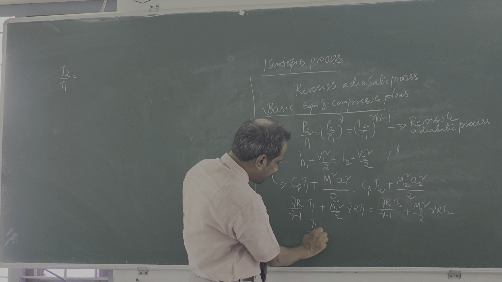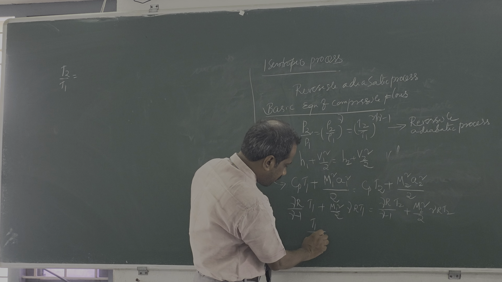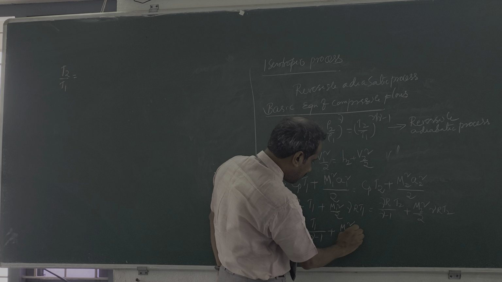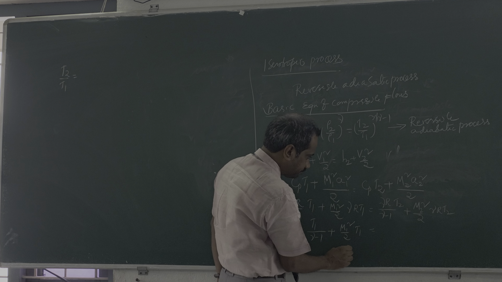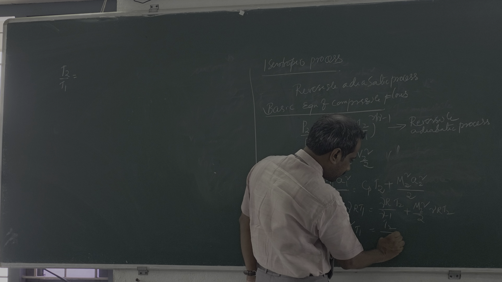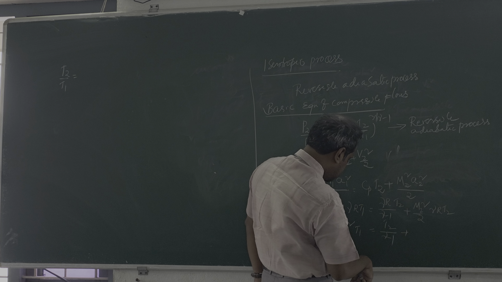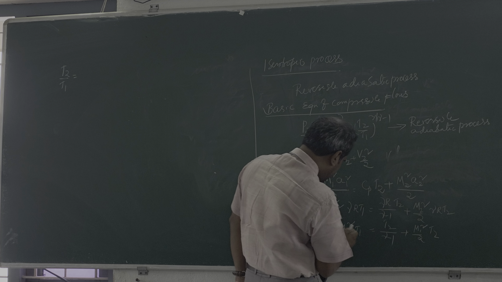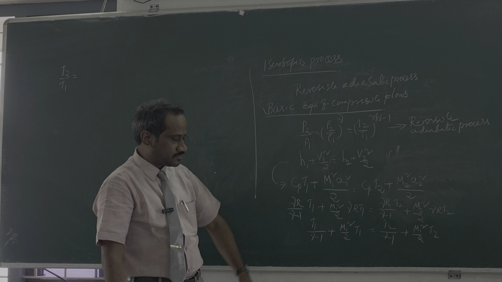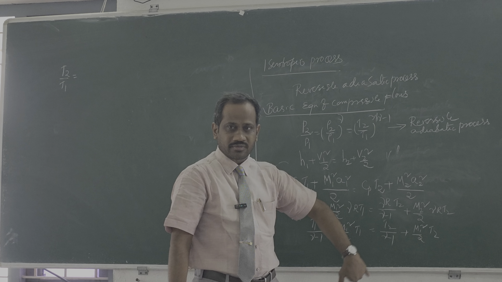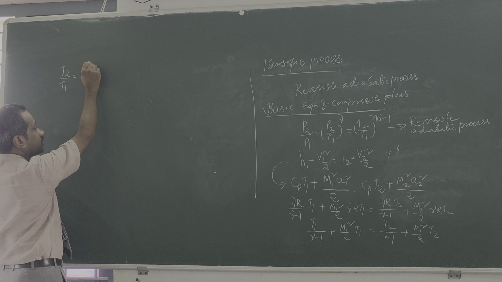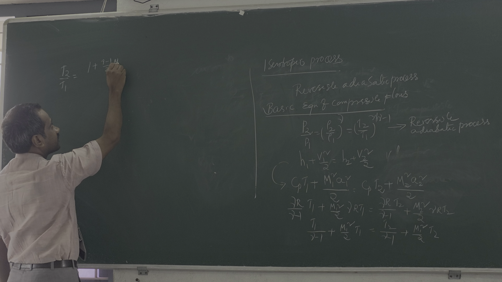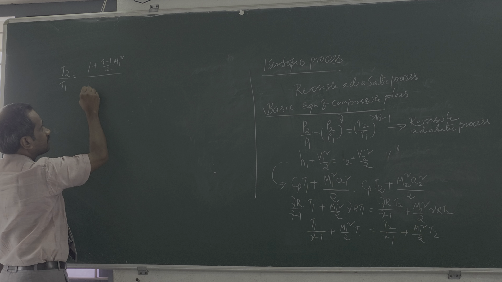This I can write to be T1 by gamma minus 1 plus M1 square by 2. Gamma R is getting cancelled. T2 by, plus M2 square by 2 into T2. Take T1 common. Take T2 common. That's all. What is T2 by T1? T2 by T1 is equal to 1 plus gamma minus 1 by 2 M1 square by 1 plus gamma minus 1 by 2 M2 square.